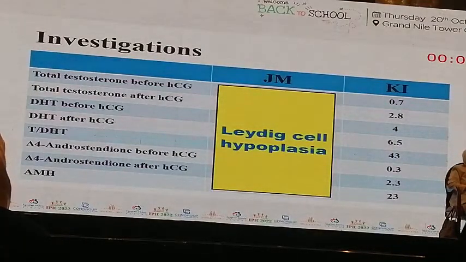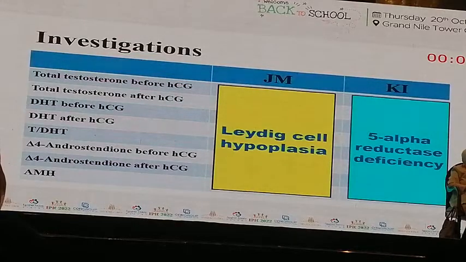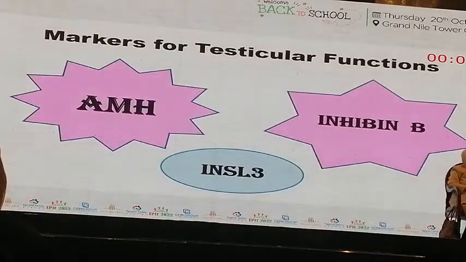What about our second patient? Our second patient has a total testosterone level after HCG stimulation of 2.8, which is more than double the pre-stimulation level and definitely more than the pre-pubertal level, with a testosterone over DHT ratio of 43, with normal anti-Mullerian hormone level. So, also according to the algorithm, our second patient is diagnosed as having 5-alpha reductase deficiency.